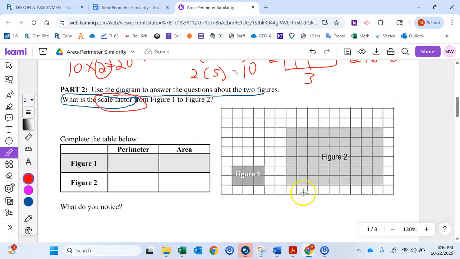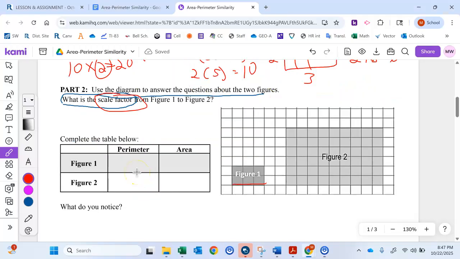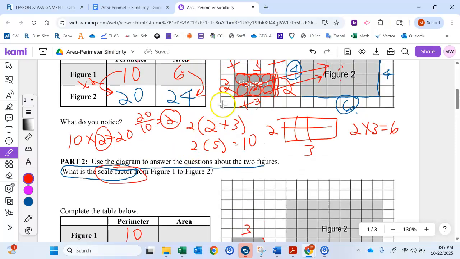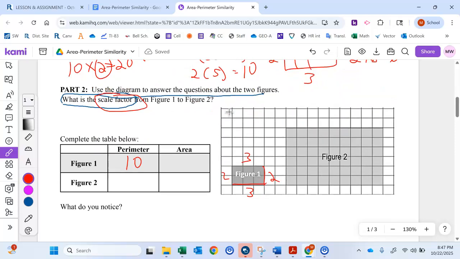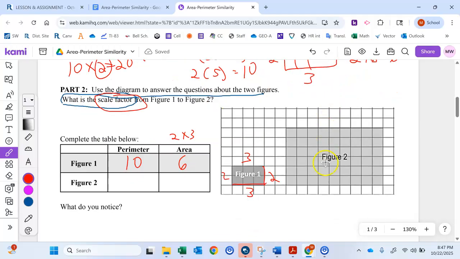Let's do another figure. How about this? I want you to pause the video and figure out the perimeter and the area of the first one, and the perimeter and the area of the second one. Are you done yet? I show 3 this way and 2 this way. So the perimeter is going to be 5 times 2, so the perimeter is 10. It's just like the one up above. It looks like it's the same size, right? And then the area is going to be 2 times 3, so that is 6.